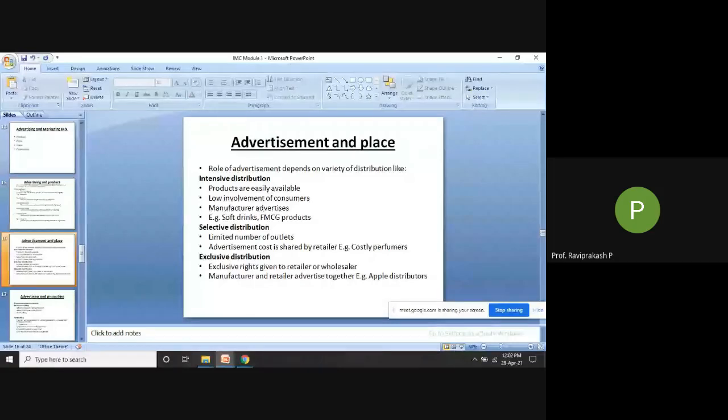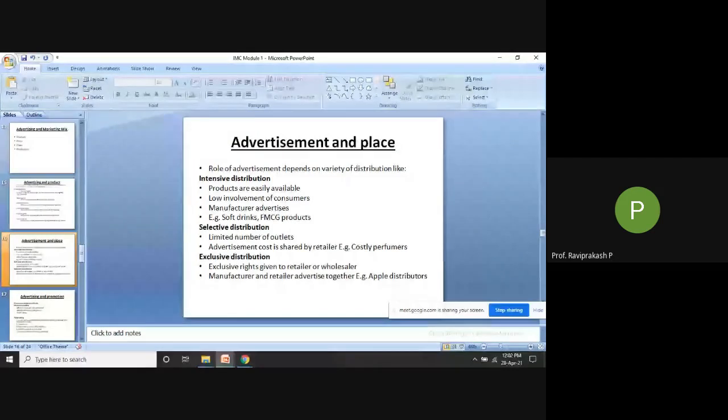Next comes exclusive distribution. Only at that particular place or that particular shop are those particular things available. For example, exclusive rights are given to a retailer or a wholesaler. Only he or she can sell that particular product. If someone else tries to sell it, a case could be filed against him, or compensation could be asked by him or her. Manufacturer and retailer advertise together here as well. For example, Apple distributors. There are Apple distributors who are only authorized to sell Apple products and nowhere else. So this is exclusive distribution.